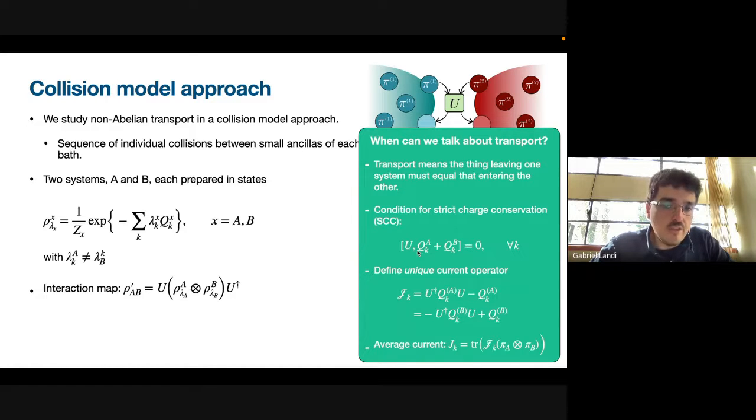If for whatever process we have, the unitary satisfies this, then charge is conserved, which means we can define a unique current operator, which is just the Heisenberg evolved charges. So it's the final one, U dagger times the charge times U, minus the initial one. And this is going to be equal to minus the same thing for the other side. So whatever leaves one system enters the other. That's the crucial hypothesis that you need to satisfy if you want to talk about transport. And then, of course, once you have a charge operator, you can define an average charge and move on from there.